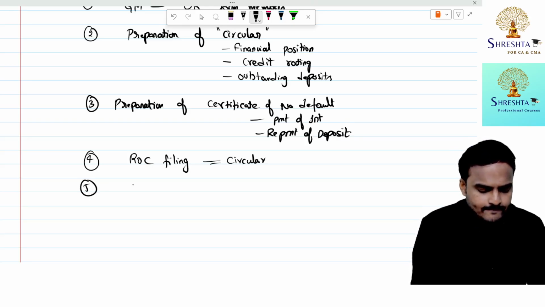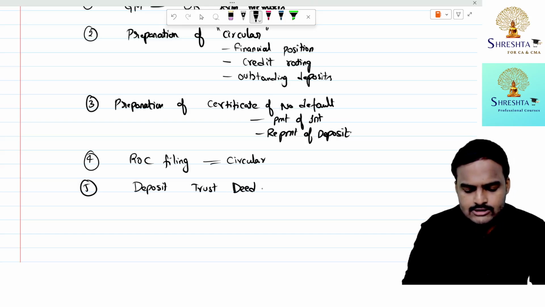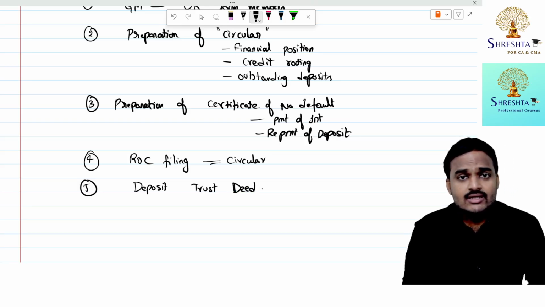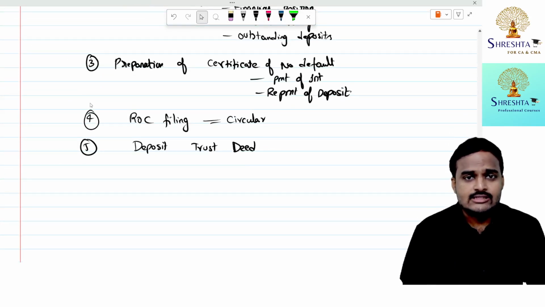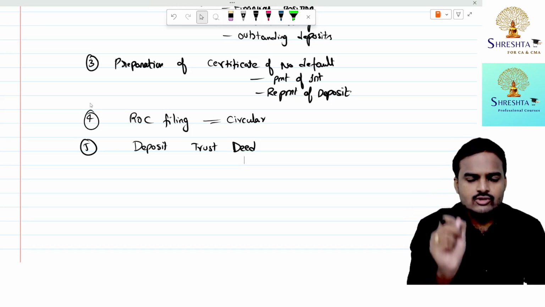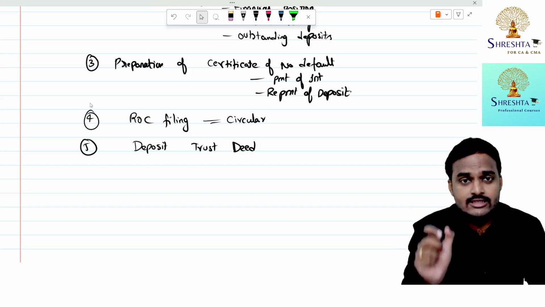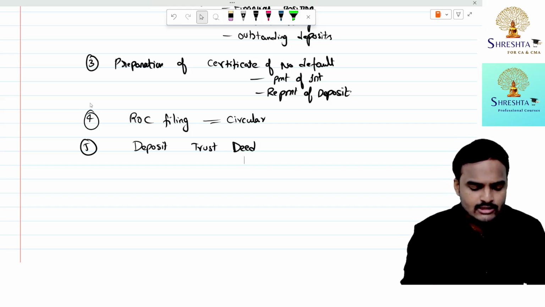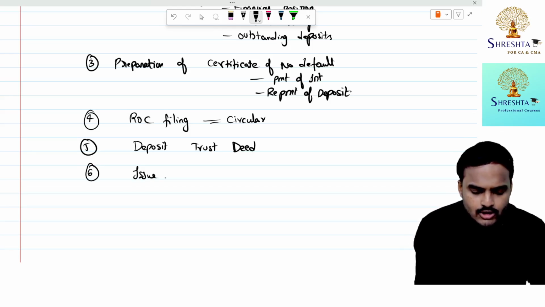And next condition, deposit trust deed. So this is an agreement between the company and the depositor trustee, similar to a debenture trust deed. In case of debentures also, we studied about the debenture trustee and the trust deed condition, yes or no? So here also, the company is required to prepare a deposit trust deed, and this deed is an agreement between the company and the depositor trustee. Next one, issue of circular.